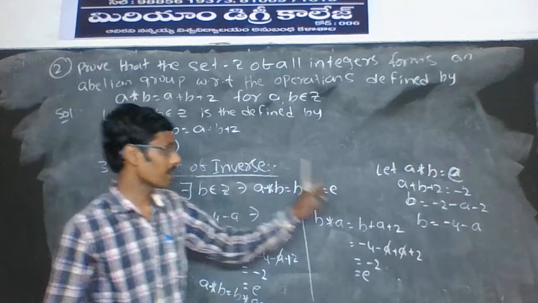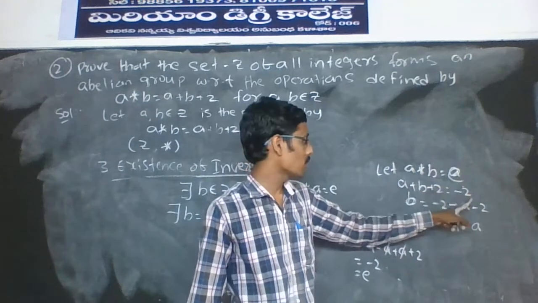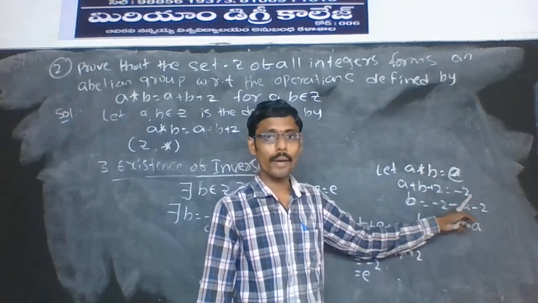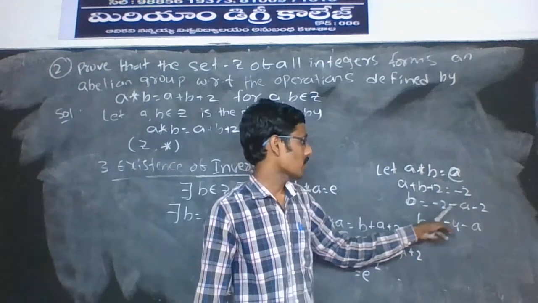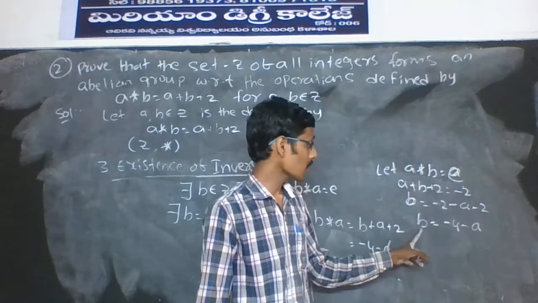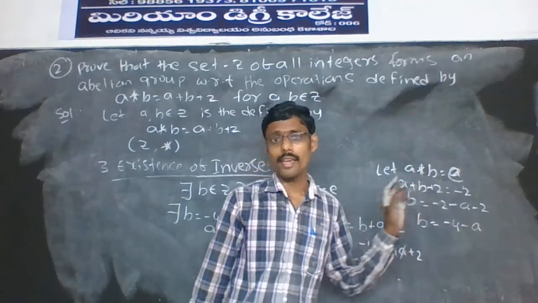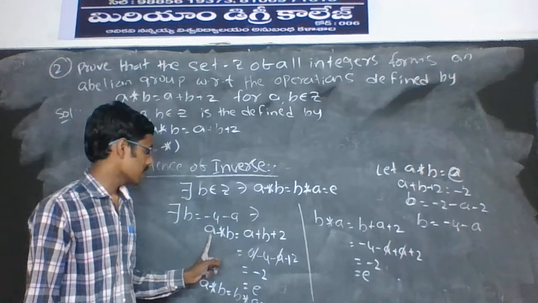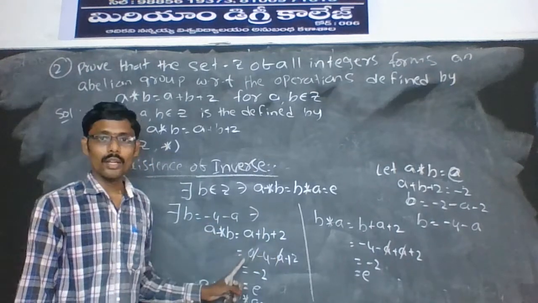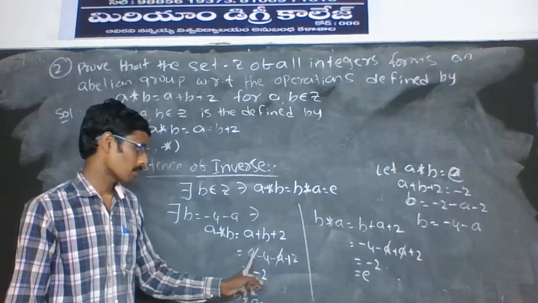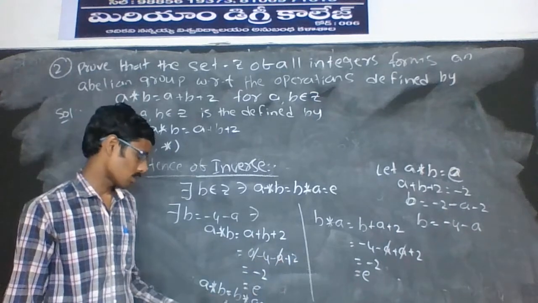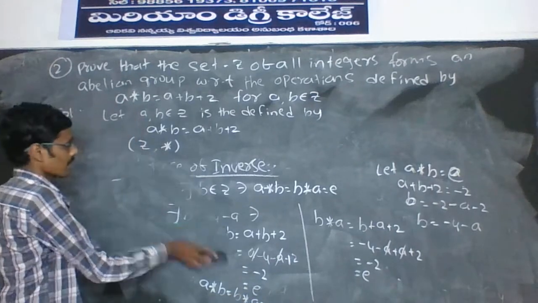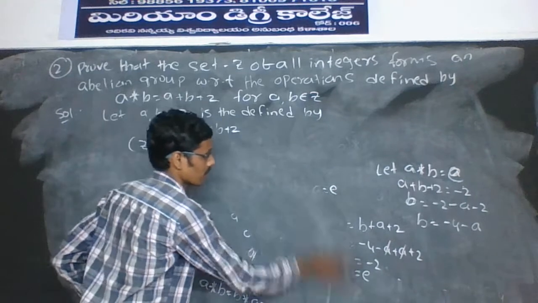There exists b belongs to Z such that a star b is equal to b star a is equal to e. Let a star b be equal to e. The value of e is minus 2. a star b is defined as a plus b plus 2 is equal to minus 2, so b is equal to minus 2 minus a minus 2, which is b equal to minus 4 minus a. There exists b equal to minus 4 minus a such that a star b is equal to a plus b plus 2, which is a minus 4 minus a plus 2. The a cancels, giving minus 2, which is e. Similarly, b star a is equal to e. Inverse property satisfied. Next, last one.